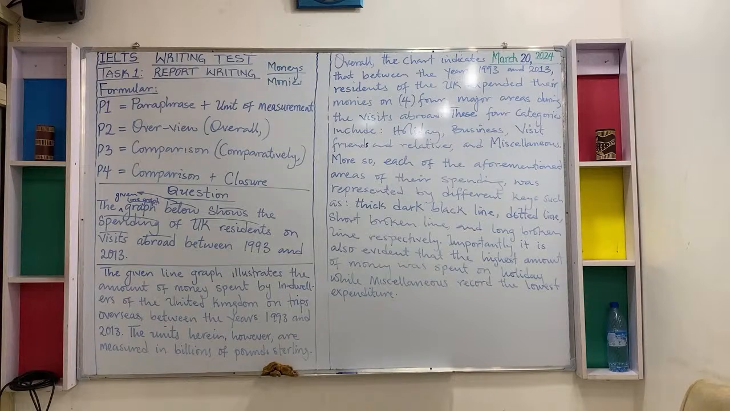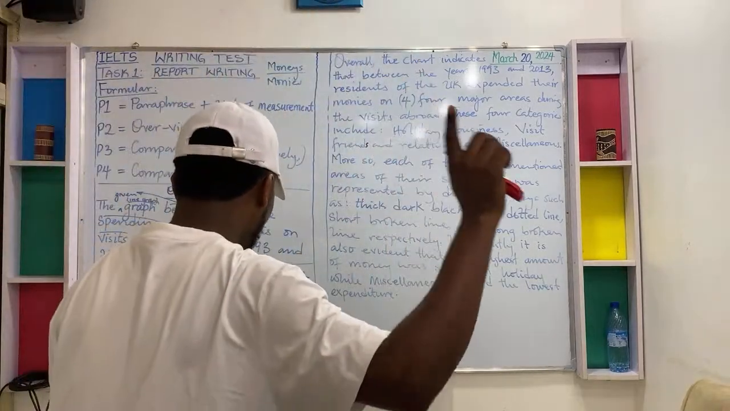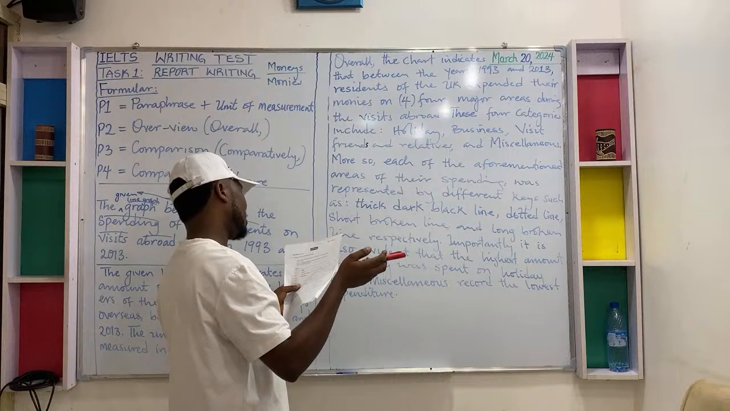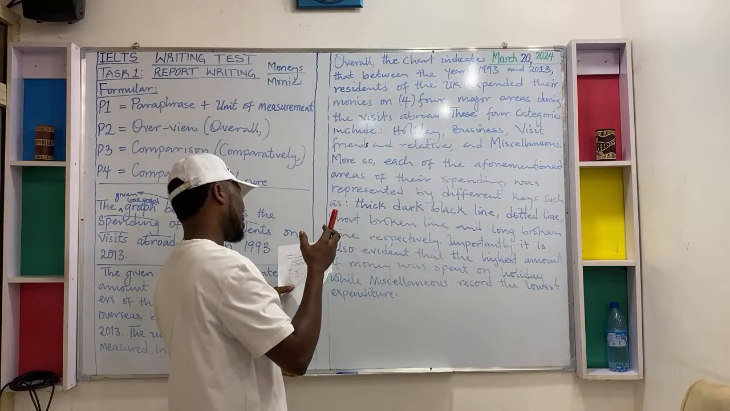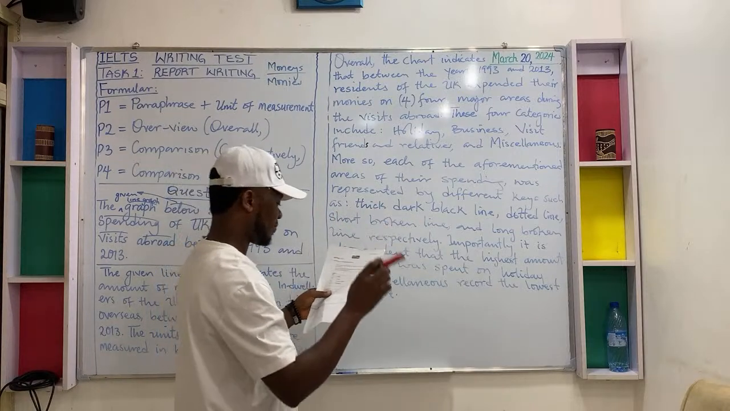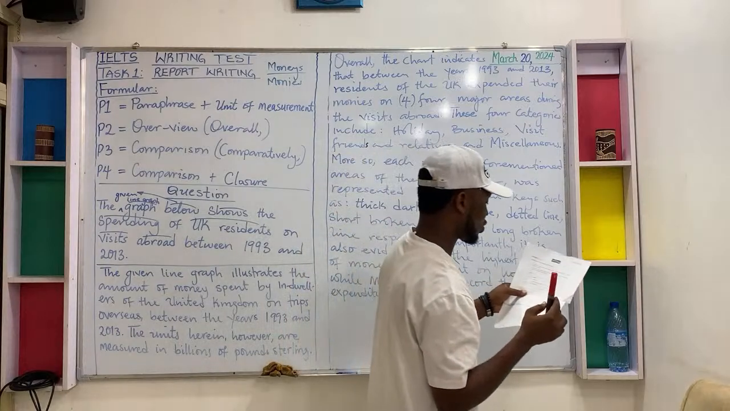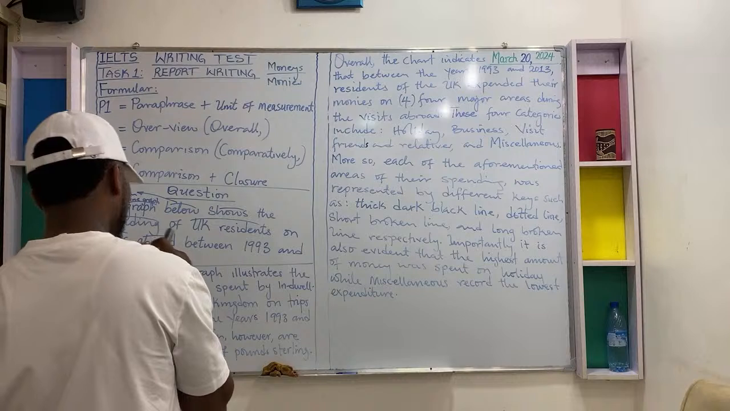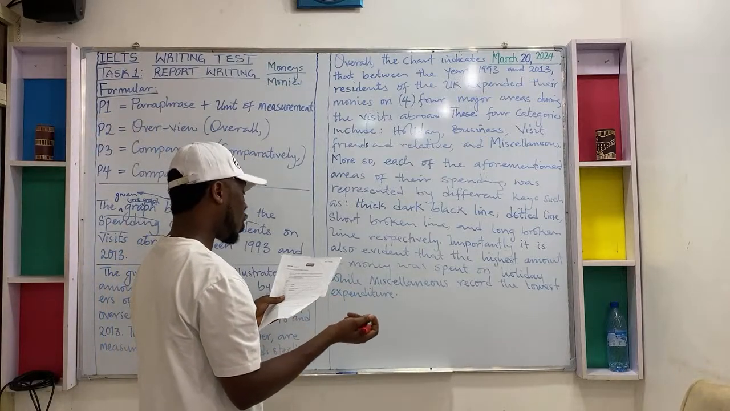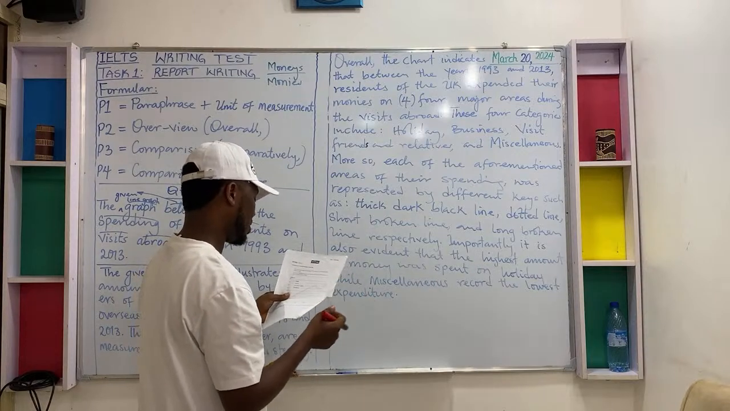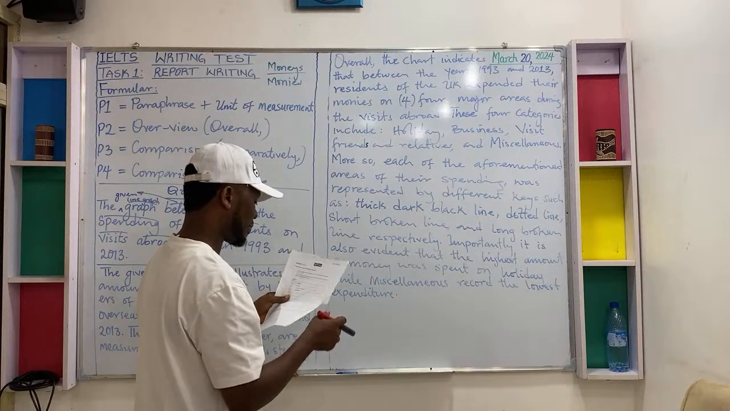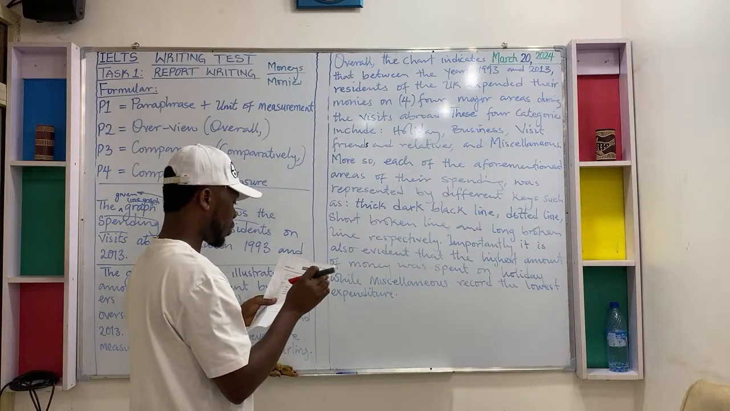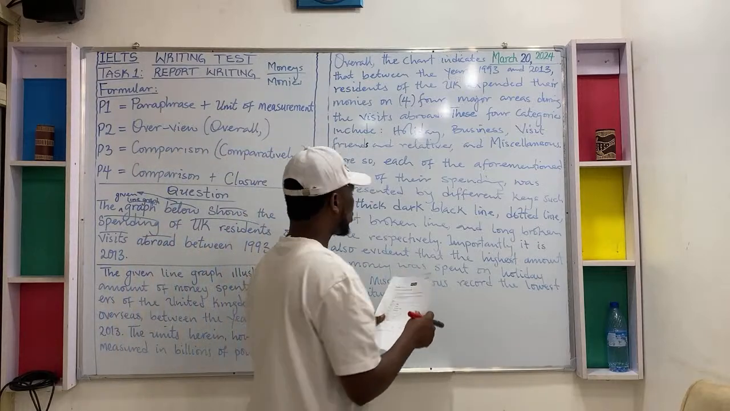With a record of about, I said about £22 billion. Then I said thereafter, the spending on holiday experienced some level of instability between 2009 to 2012. Meanwhile, there was a slight recovery between 2012 and 2013, amounting to about 23.5 billion pounds. Full stop. That's the end of paragraph 3.